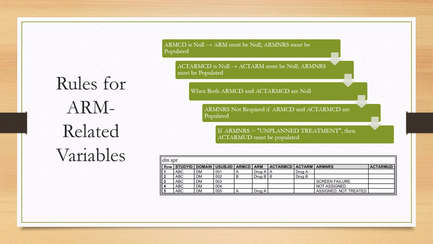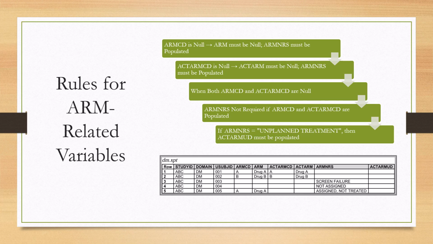And the third scenario is when both ARM CD and ACT ARM CD are null. Again, these are the scenarios which we have already discussed, like the screen failure and the not assigned scenarios. The fourth is that the ARM NRS variable is not required if ARM code and actual ARM code are populated. These are the records you can see from the data as row number 1 and row number 2, where we have both of these information populated.